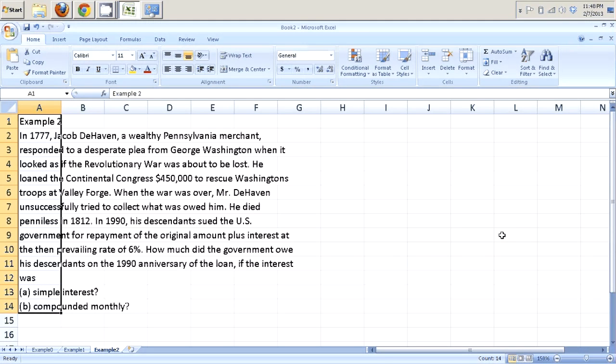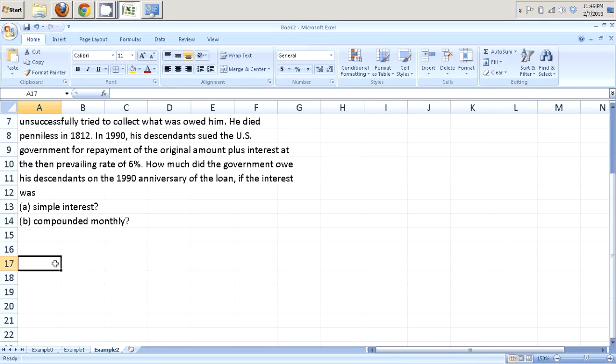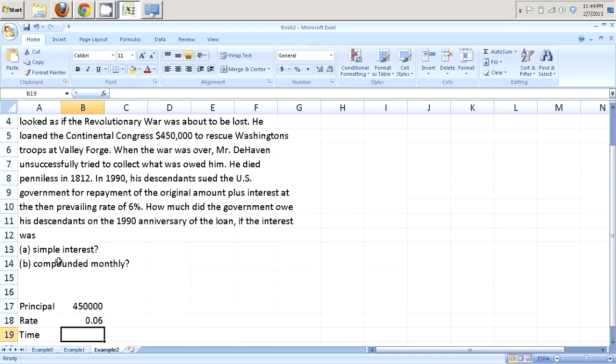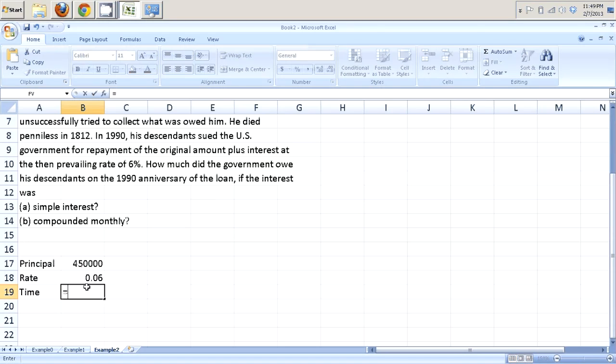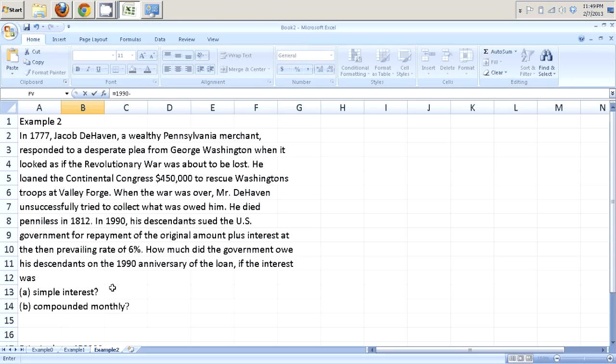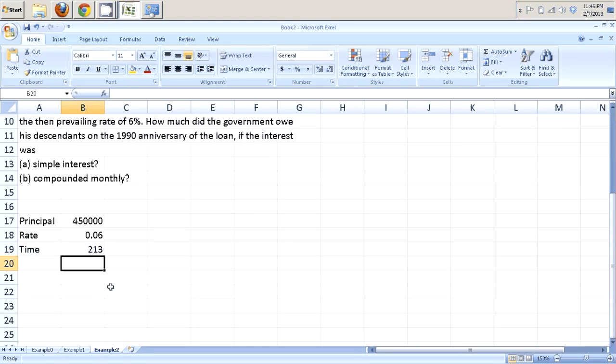All right, well, let's think about this. Well, what do we need to know? We always need to know the principal, the rate, and the time. The compounding frequency is only necessary for compound interest. Well, the principal is $450,000. Interest rate is 6%, so we write that as 0.06. And on the 1990 anniversary of the loan, well, this just looks like 1990 minus whatever year he loaned it, which is 1777, which is 213 years. That's a long time.